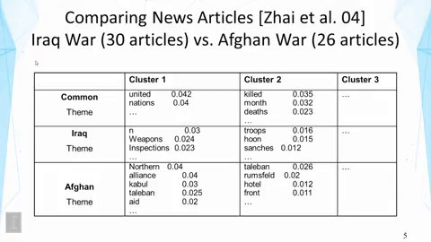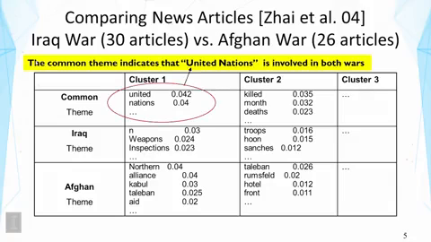And we see the results here show that there is a common theme corresponding to cluster 1 in this column, and that there is a common theme indicating that the United Nations is involved in both wars. It's a common topic covered in both sets of articles. And that's indicated by the high probability words shown here, United Nations. Now, if you know the background, of course, this is not surprising, and this topic is indeed very relevant to both wars.